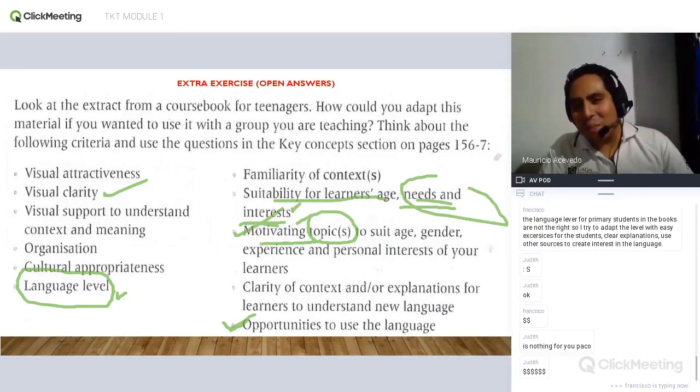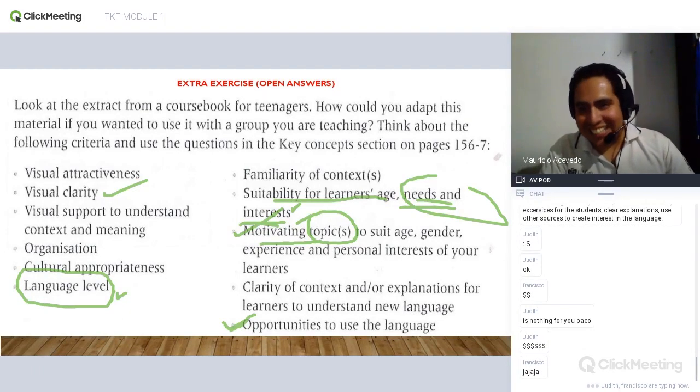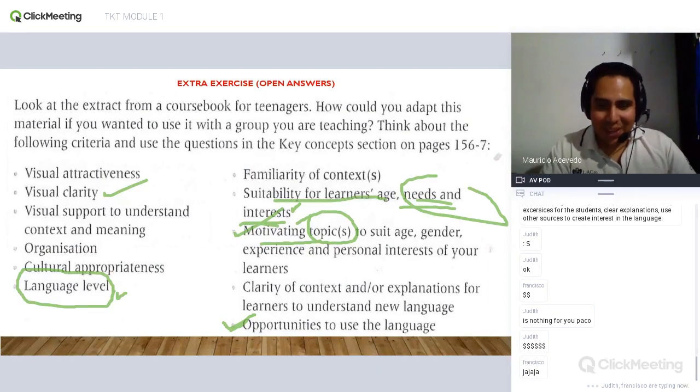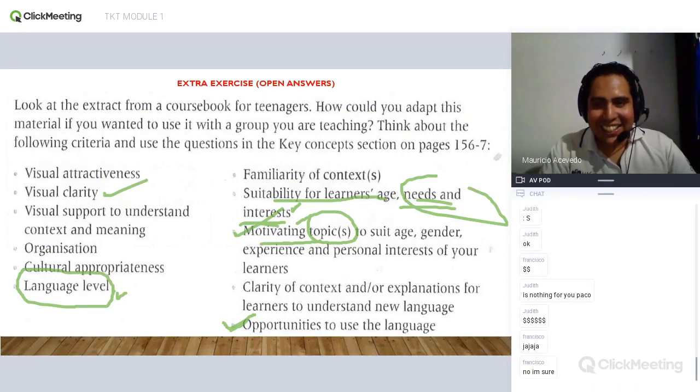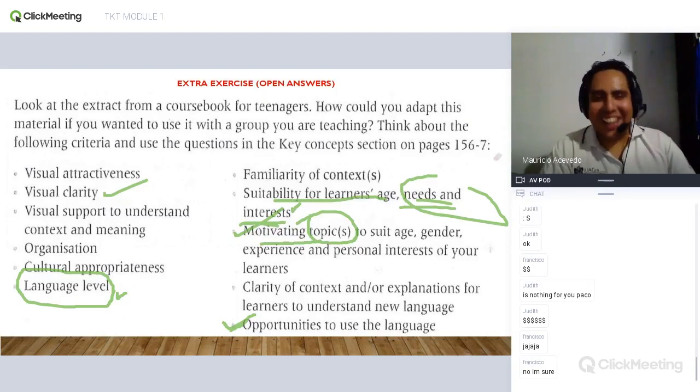It's nothing for you, Paco. Oh, you are the richest teacher here, Paco. That's what Judith says, huh? All right. No, I'm sure. Okay, very good.